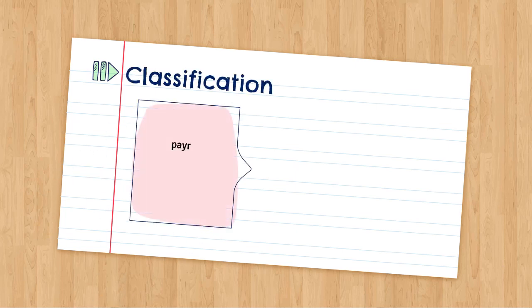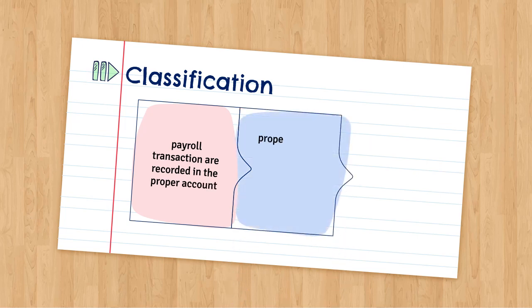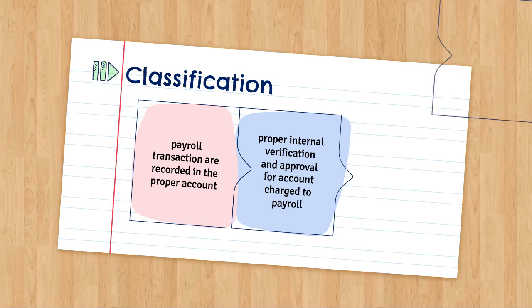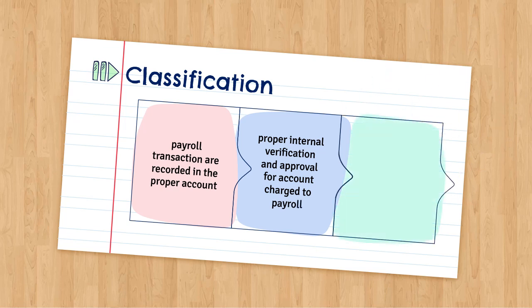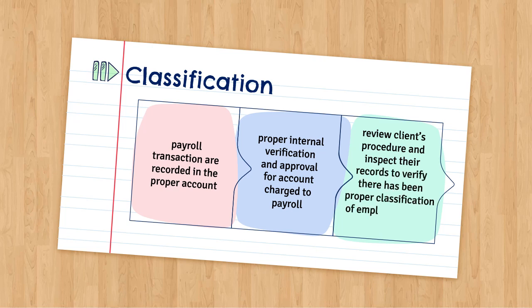Lastly, classification. This means that payroll transactions are recorded in the proper account. There should be proper internal verification and approval for accounts charged to payroll. The auditor will review the client's procedures and inspect their records to verify there has been proper classification of employee benefit costs.